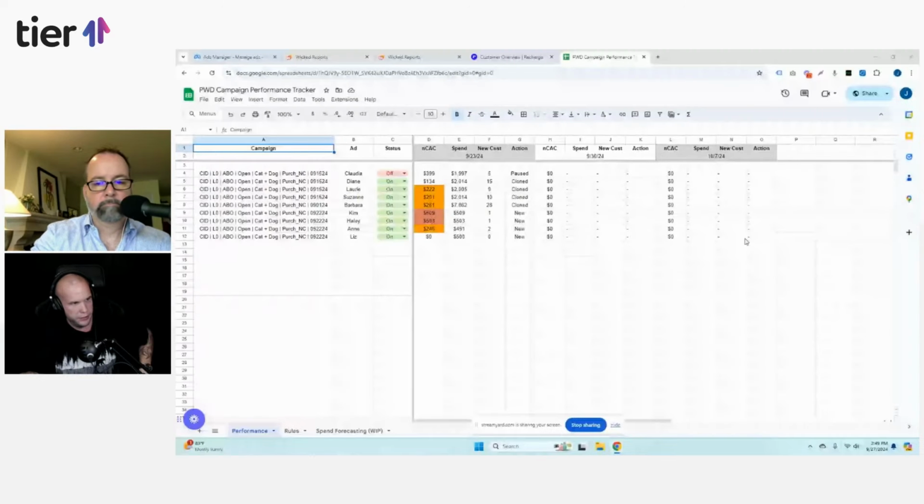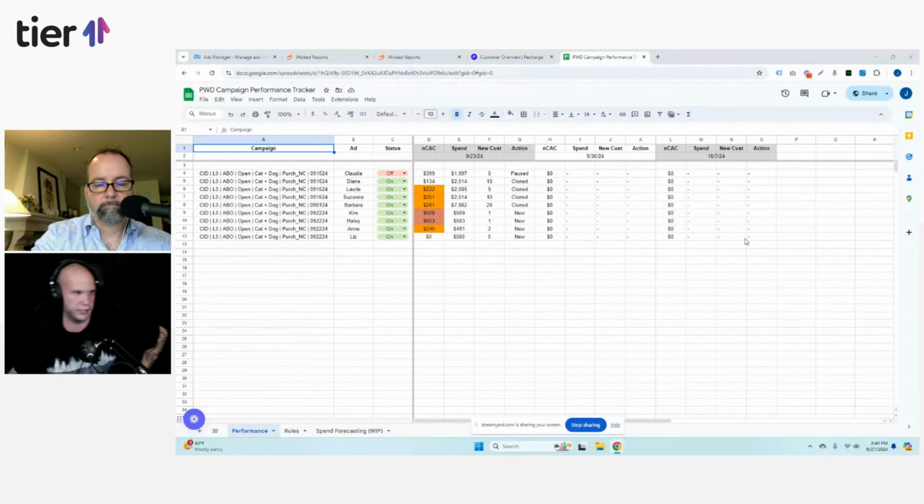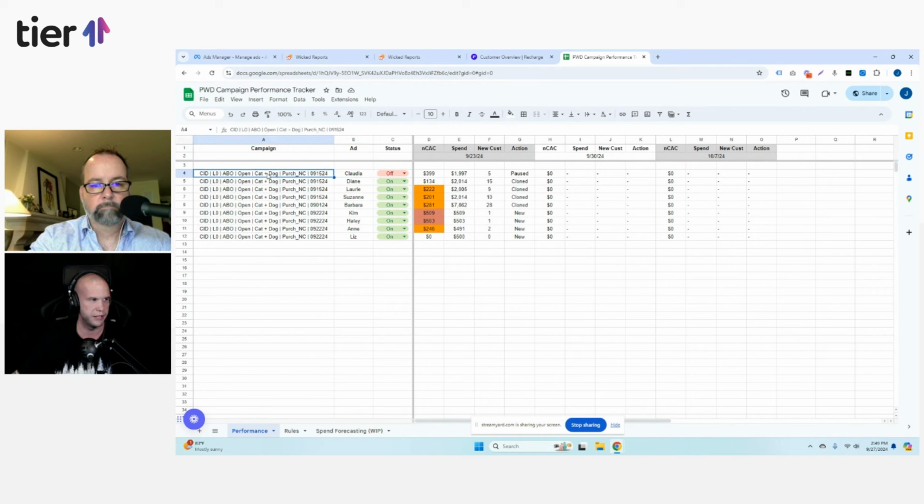I'll share with you how we are making our judgment decisions. And this is another sheet that I think, if everyone wanted to follow this model, so I'll share screen again. If everyone's going to be following this model, this is what we're looking at here. These are the NCACs each week. This is performance. We have our ad and what campaign it's in. Right now status is off because it was above 300. This one, Diane, is on, below, above and above. But now this is the action.